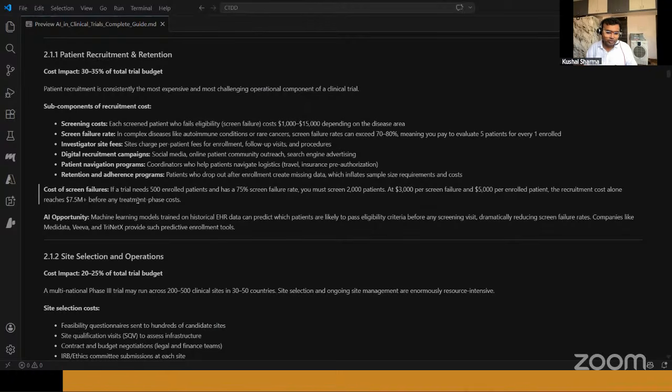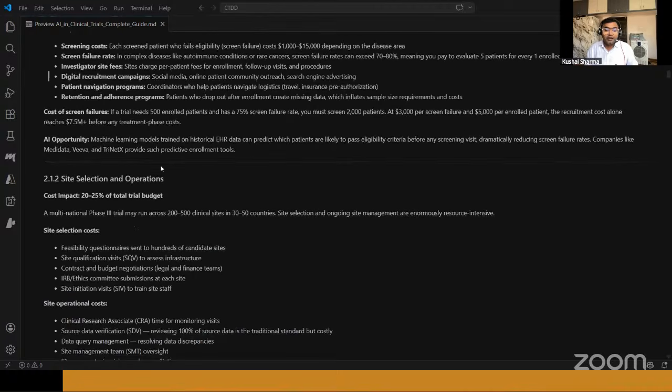So what is the AI opportunity here? This data helps us understand the depth of the requirement to improve and optimize. The AI opportunity is machine learning models trained on historical EHR data that can predict which patients are likely to pass eligibility criteria before any screening visit, dramatically reducing screening failure rates. Companies like Medidata, Veeva, and Trinetx provide such predictive enrollment tools.